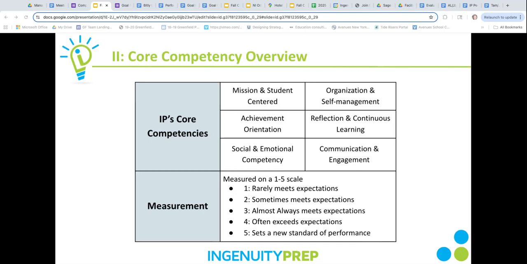Competencies are the second major component of the new evaluation system. They assess the how of how work gets done. All staff will be rated on these 6 core competencies. These apply to everyone, regardless of role, and have been designed to reflect what high-quality, mission-aligned work at Ingenuity Prep looks like. They are intentionally cross-functional and role-agnostic to create clarity and consistency across the school.